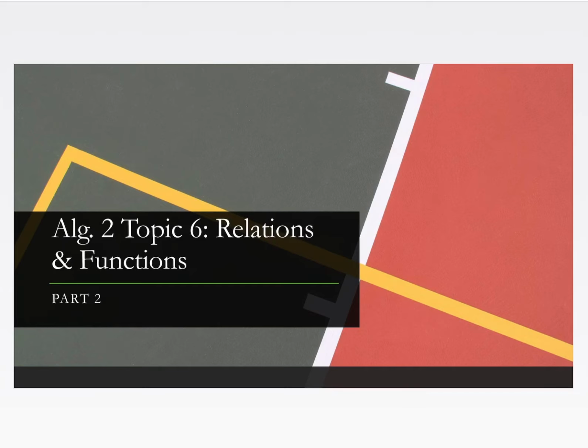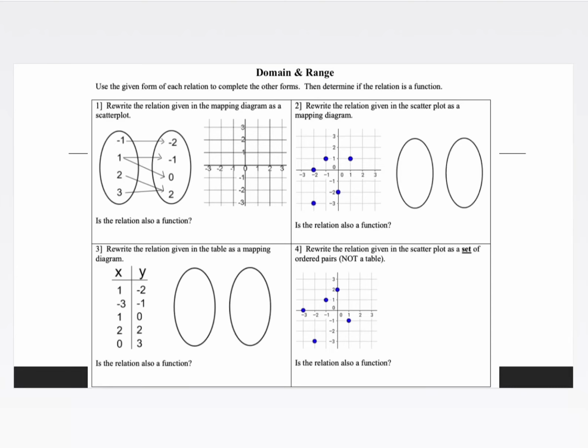Welcome back to Topic 6 for Algebra 2, Relations and Functions. In Part 2, we're going to learn specifically about the domain and range and how to write it in both interval notation as well as inequality notation. Let's first review if a relation is a function or not, what we learned in Part 1.